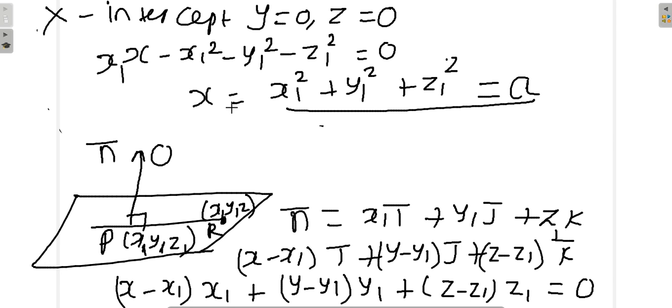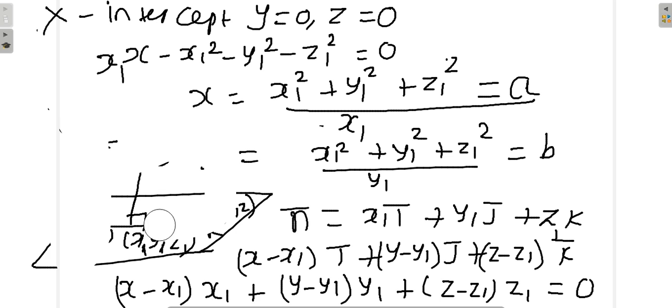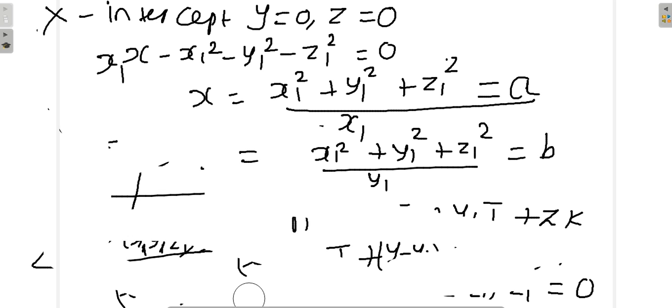So this is A. Similarly, if you want to find the y-intercept, you put x equal to 0 and z equal to 0. You will get y1 and y1 square, and you will get the y-intercept as x1 square plus y1 square plus z1 square upon y1. That will be B. And similarly, you will get the z-intercept. Now sum of all these three intercepts we are going to equate to k, and that's our final answer.